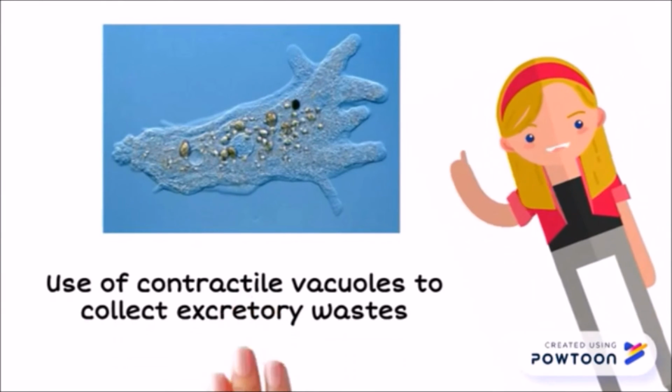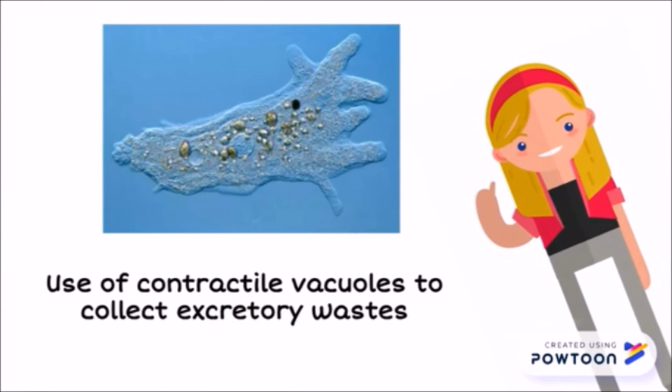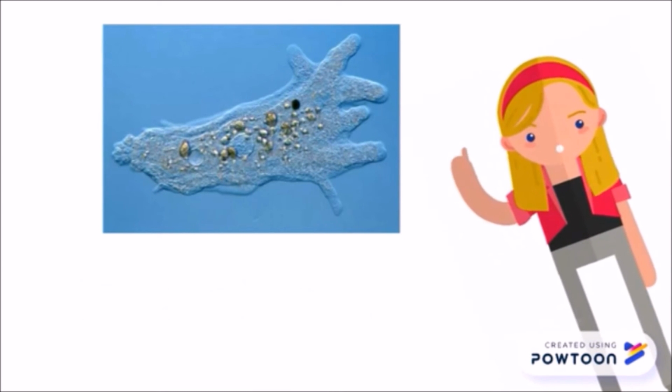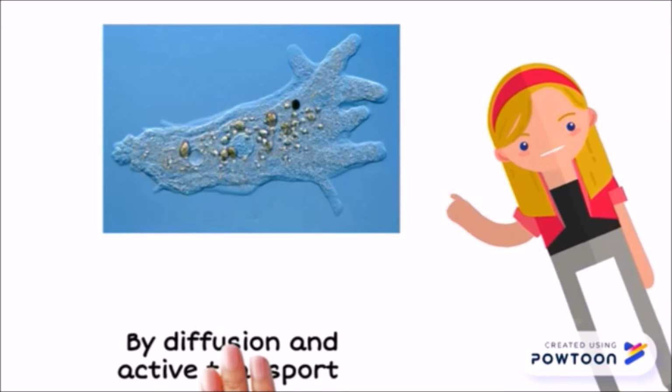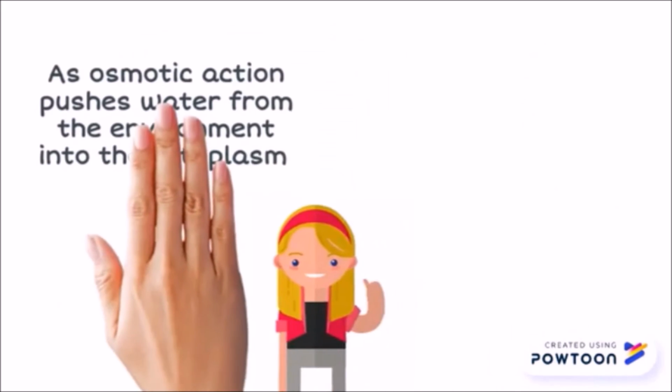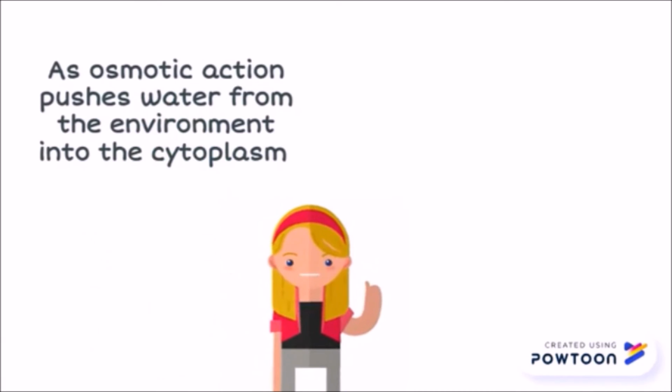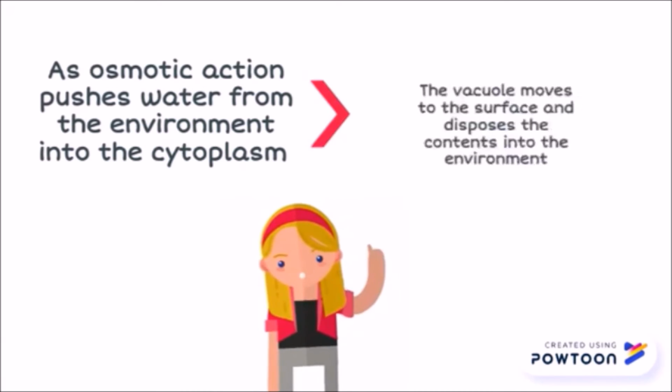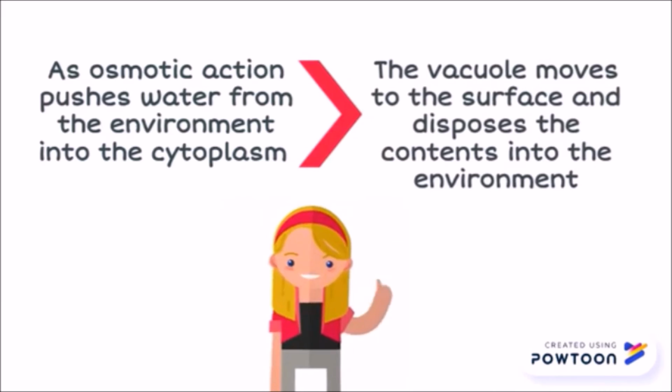Amoeba makes use of contractile vacuoles to collect excretory waste such as ammonia from the intracellular fluid by diffusion and active transport. As osmotic action pushes water from the environment into the cytoplasm, the vacuole moves to the surface and disposes of the contents in the environment.